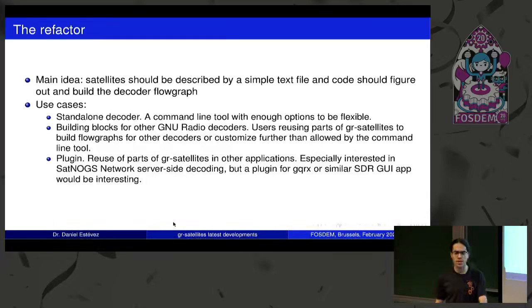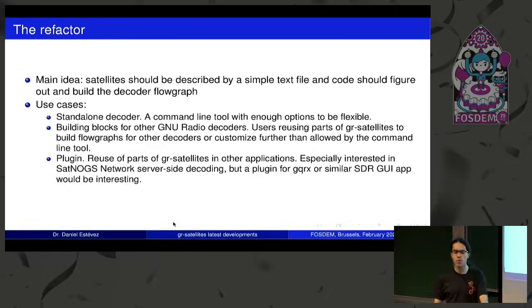Also, an important use case is as building blocks for other custom GNU Radio decoders. Maybe people building their own ground station solution for the satellite. That's something that ESA did recently for the OPS-SAT satellite. So I recognize that there are users who want to go for more advanced customization than just using the command line tool with everything built in.